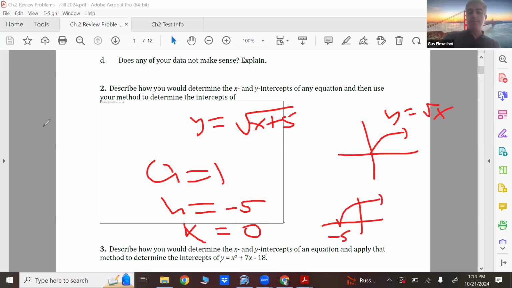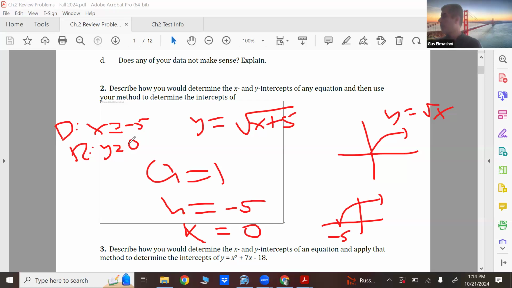What's your domain going to be? X is greater than or equal to negative 5. And what's your range going to be? What's the lowest y value here? 0, and it's going up forever. Okay, so that's a problem I'm going to ask, something like that, on the test. So number 2 is a very good one. Just make sure you know the transformations really well. And I'm going to give you guys more practice on that midway through class.